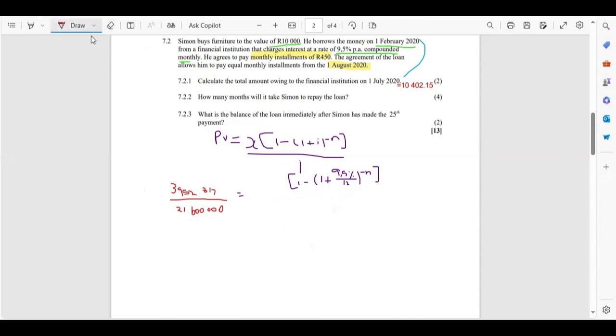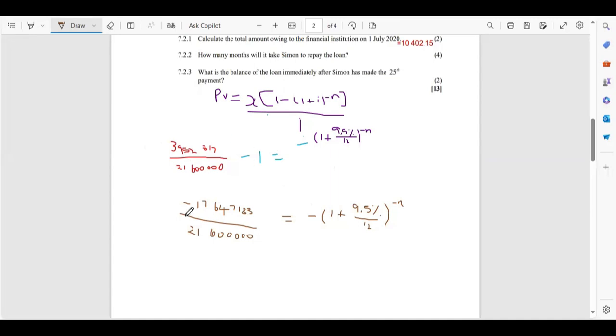Now, what is the next step from here? The next step is that I'm going to take this one and transfer it to the other side. So it would become -1. Now I can remove the square brackets. Let me just take that negative back. Remember, it was minus here. So it all equals -1 plus 9.5% divided by 12 to the power of minus n. Now, let me punch this into my calculator and see what value I would get. Let me just simplify this amount.